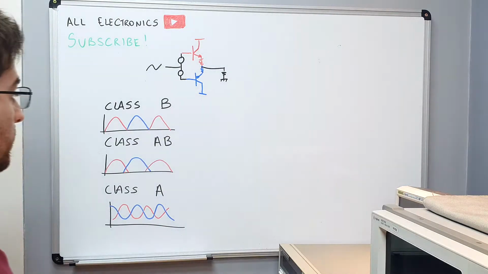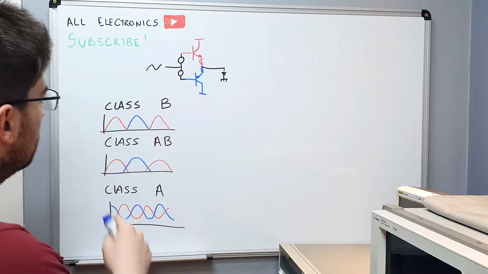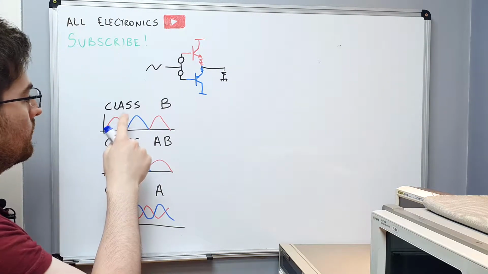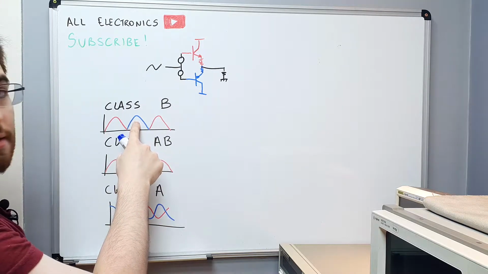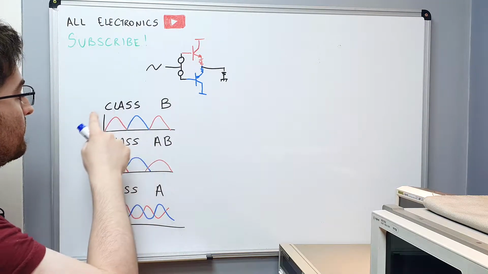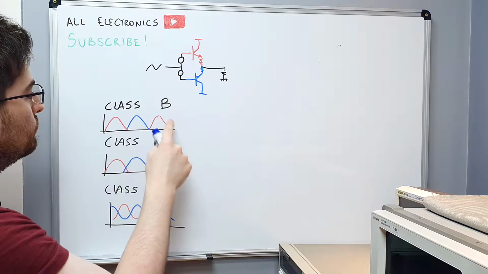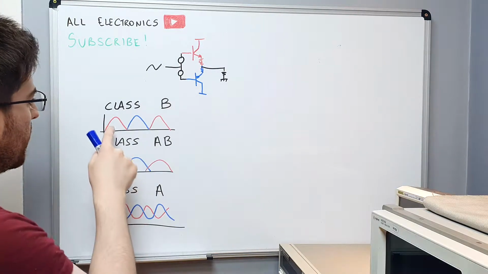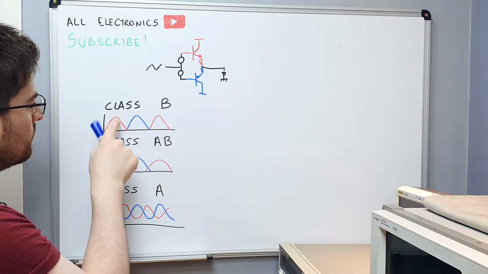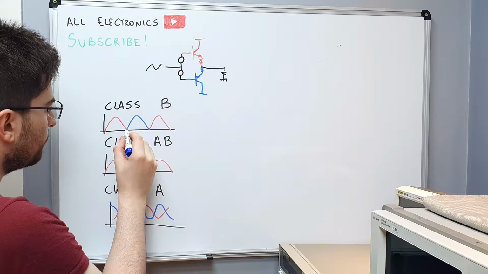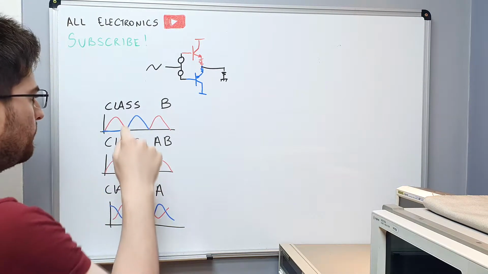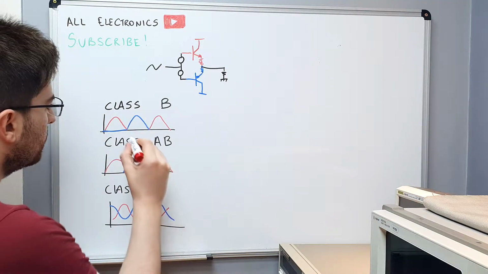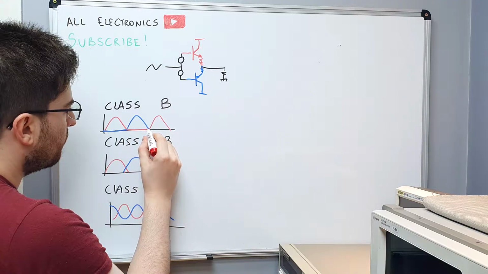Here you can see how this works. In class B, the NPN transistor follows the signal in the positive cycle. The PNP transistor follows the signal in the negative cycle. This is the absolute amplitude of the current in the transistors. So when the NPN transistor is conducting, the PNP transistor is off. When the PNP transistor is conducting, we do not have current on the emitter of the NPN transistor.